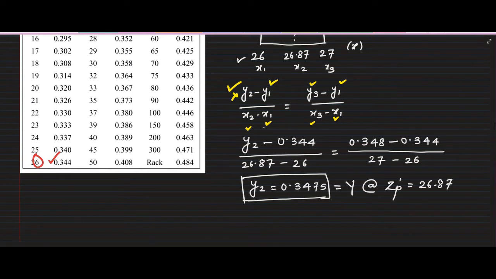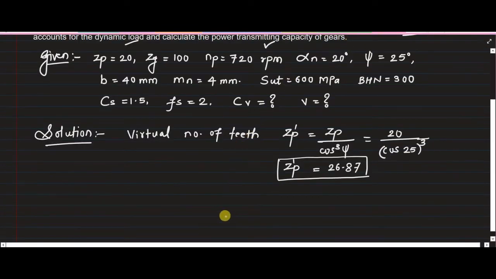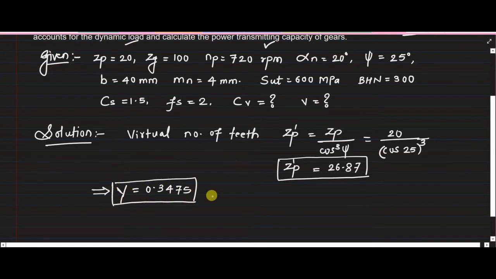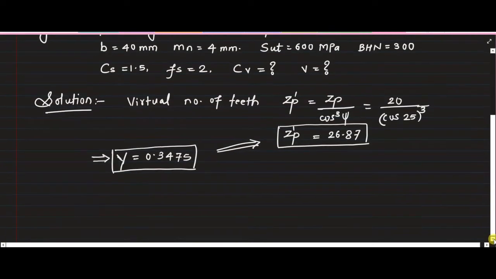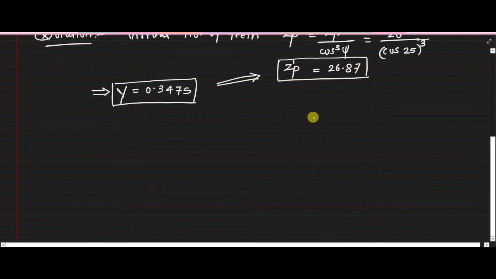So on the basis of this interpolation, you can write down that ultimately the value of y is equal to 0.3475, corresponding to the value of z dash p equal to 26.87. So now capital Y is there with us. Then we can proceed with the beam strength approach. Our thought process is that we will calculate the beam strength as well as wear strength, and then we will decide how to proceed for the design of the gear.